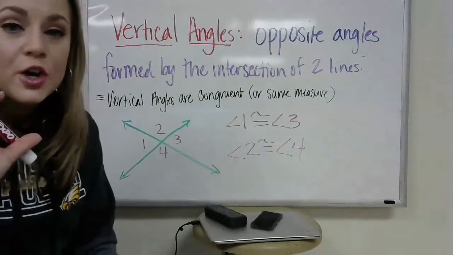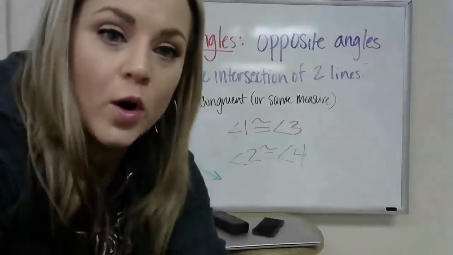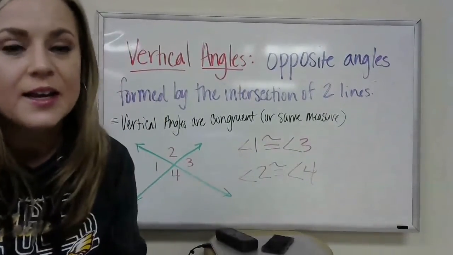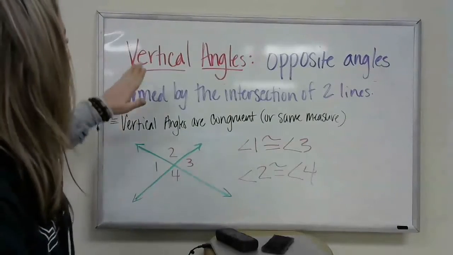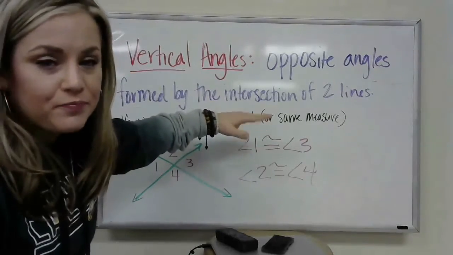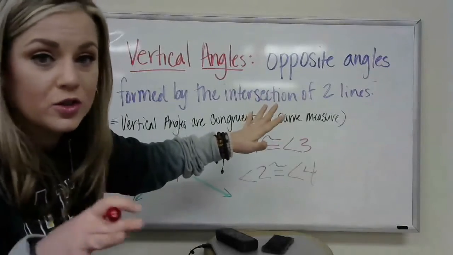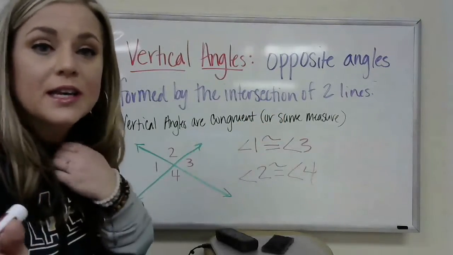Okay, so there's really two main words that we need to learn today. So I guess like vocabulary. So vertical angles, okay? Now listen, you may want to write this down. You can shorthand it, but you're going to need it.